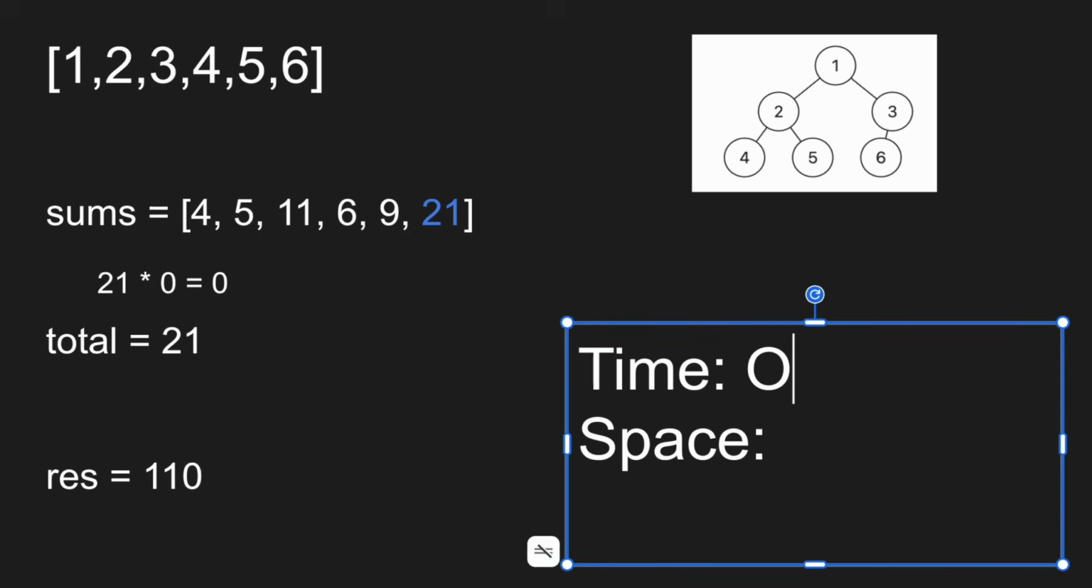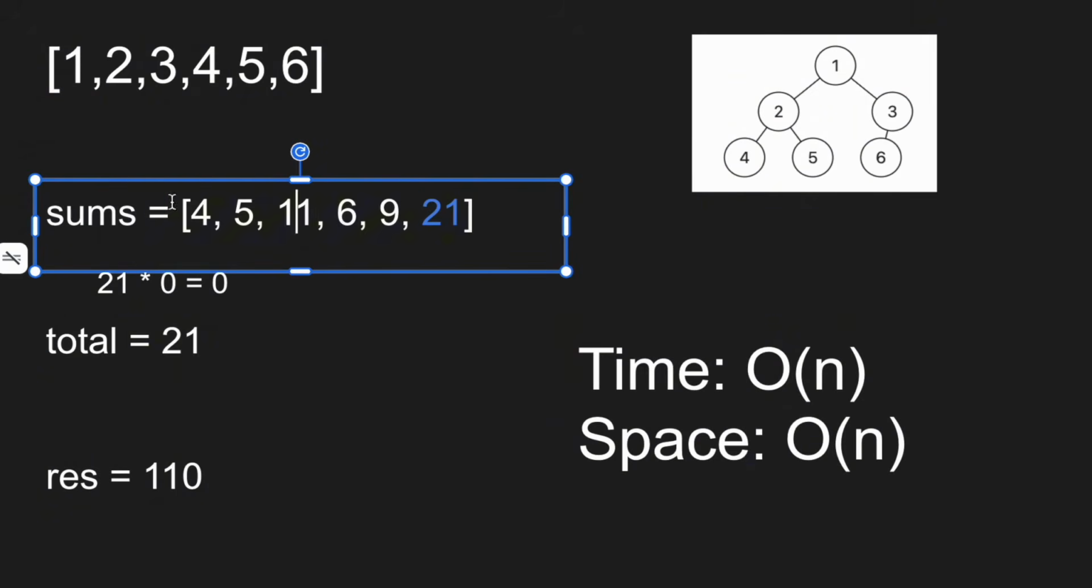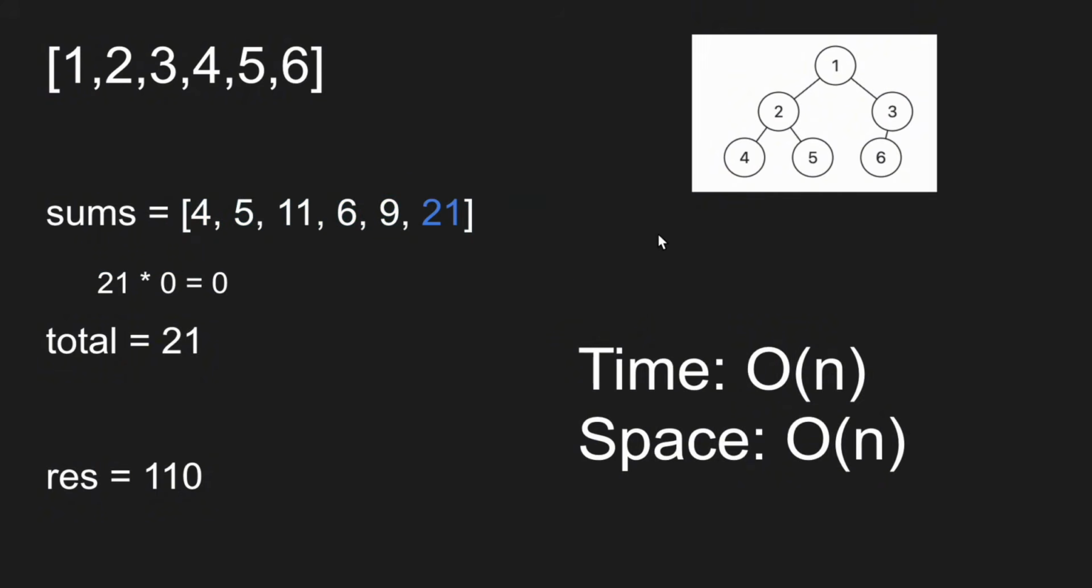And the time complexity will be O of n, where n is the number of nodes in this tree, because that would be the number of nodes we will have to search through. And the space complexity will also be O of n, because this sums array can take up to n space, and also the DFS recursion stack can also take up to n space. So now let's get to the coding part.